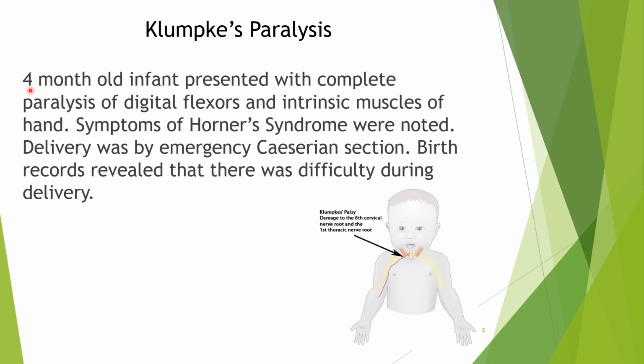Let's now look at a case. A 4-month-old infant presented with complete paralysis of digital flexors and intrinsic muscles of the hand. Symptoms of Horner's syndrome were noted. Delivery was by emergency cesarean section. Birth records revealed that there was difficulty during delivery.